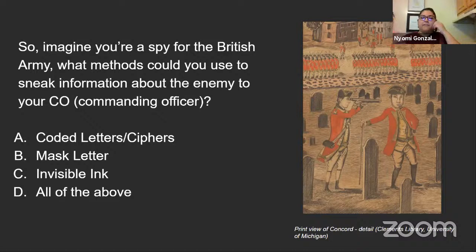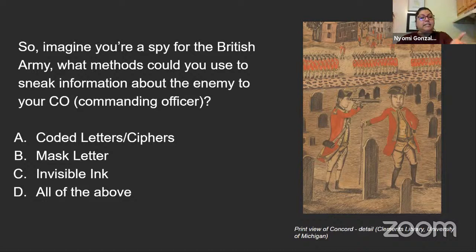And you really have to think about all the consequences if you're caught and you're tried as a spy. You will be hung, you'll be executed, because espionage is illegal. And that goes for both sides. So you have to pick a method that's going to be least likely to be found. You have to make sure you're not captured and that you can easily get through enemy lines to get that information from point A to point B. So what do you think is gonna be the best method to use? I see a lot of invisible ink because you can't see it, it's invisible, right?